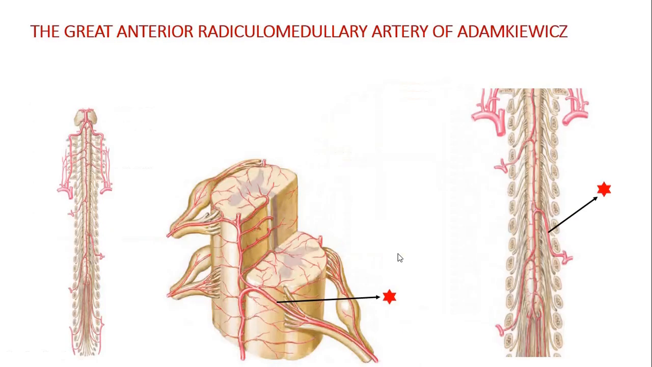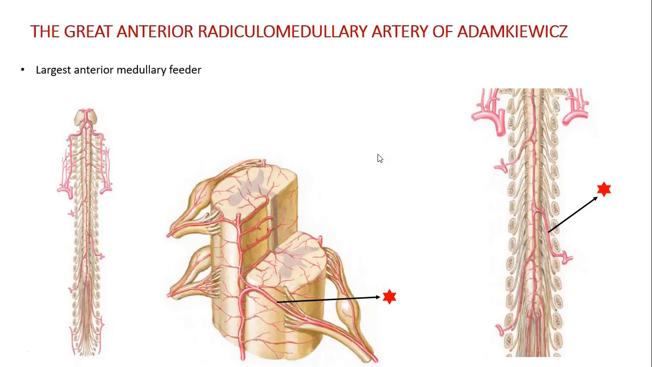And now one of them is important, and that one is the great anterior radiculomedullary artery of Adamkiewicz. That is the largest anterior medullary feeder, and the origin varies in level. In this picture we can assume this is the artery of Adamkiewicz, and in this anterior view this will be the artery of Adamkiewicz.